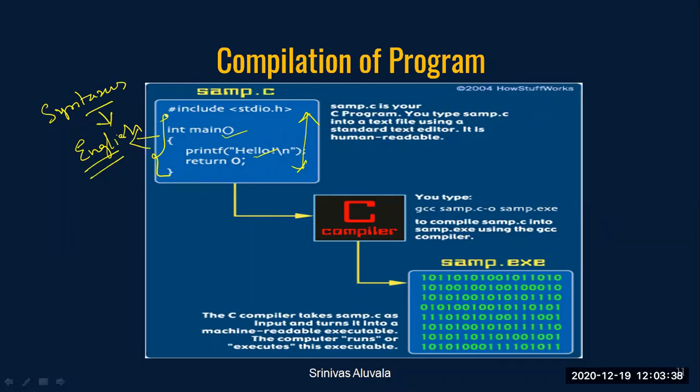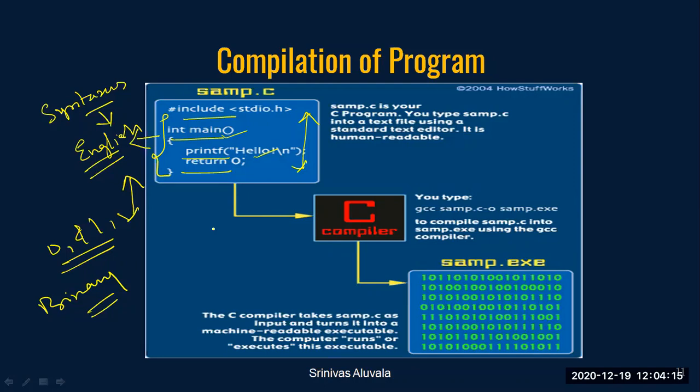So this English language, as in include stdio.h, main, printf, is not understood by the system or the machine. The machine understands only one language, that is 0 and 1. It understands only binary language. But the program written by us is in English. It is a C program, but all the C programming syntaxes are written in English terminology. Can it understand?